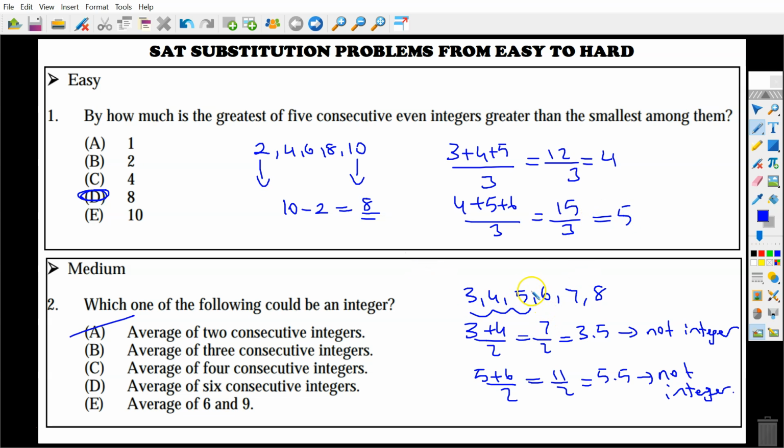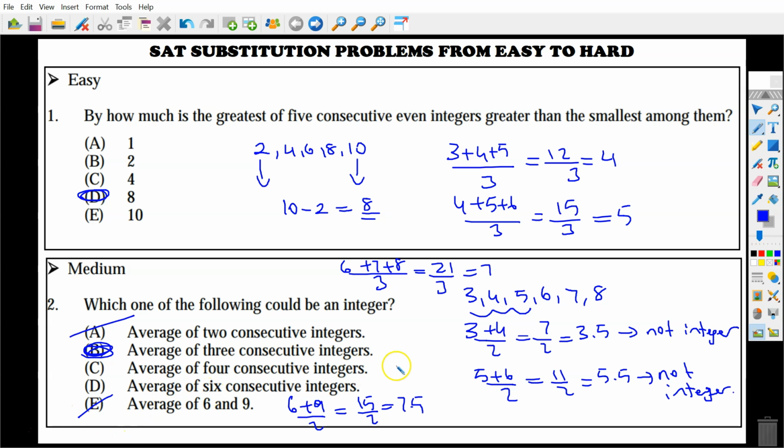Alright, let's choose 6, 7, 8. So 6 plus 7 plus 8 divided by 3. So we get 6 plus 7 is 13 plus 8 is 21 divided by 3. The answer is also an integer. So the correct answer for this problem is answer B, average of 3 consecutive integers. You can also apply this to the other answer choices, C, D, E. For example, average of 6 and 9. 6 plus 9 divided by 2, so we get 15 divided by 2, which is 7.5, which is not an integer. It's a decimal number, so we can also eliminate that.